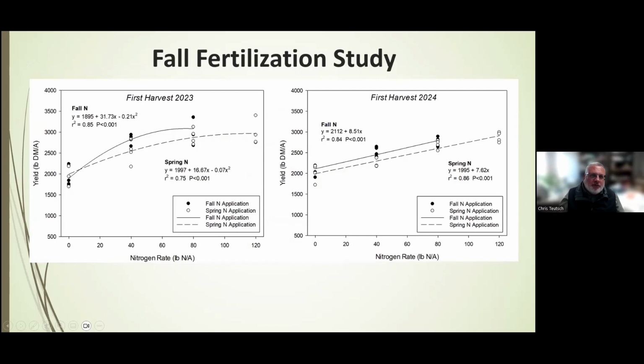And these were the results. So the solid line is fall applied nitrogen only. So that's 0, 40, and 80 pounds. And then spring applied nitrogen is the dotted line, and that was 0, 40, 80, and 120 pounds of nitrogen.